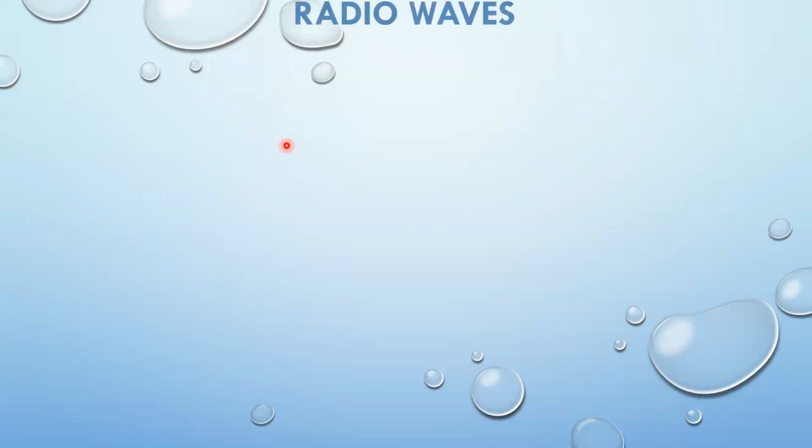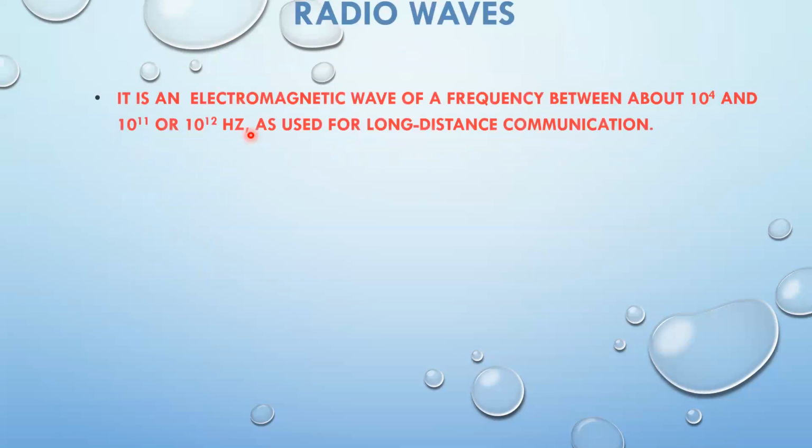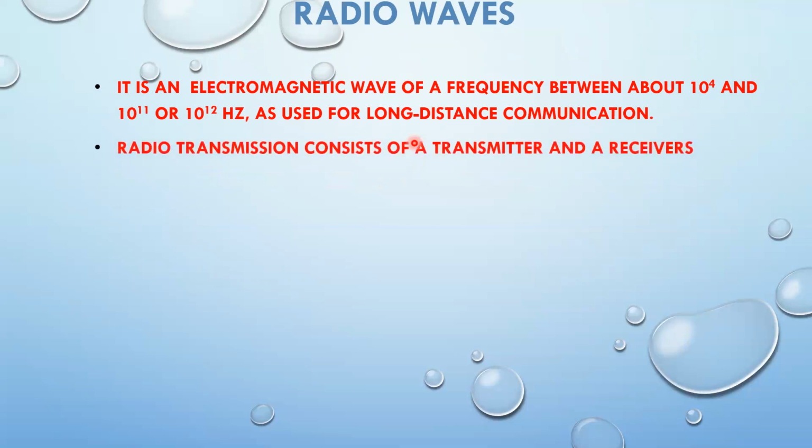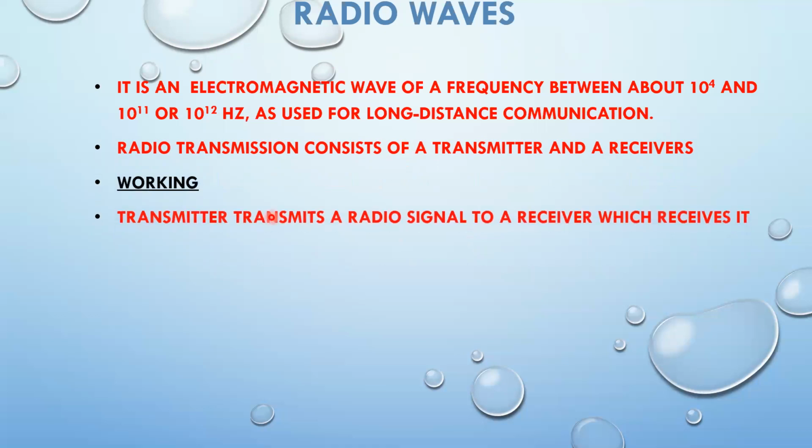The first one is the radio wave. It's the electromagnetic wave of the frequencies between about 10 to power 4 to 10 to power 12 hertz, used for long distance communications. Clear? Radio transmissions consist of transmitters and receivers. How does it work? Transmitters transmit a radio signal to a receiver which receives it.